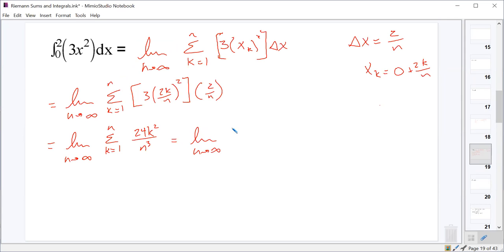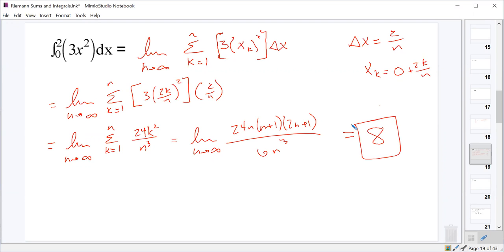So it's the limit as n approaches infinity of 24n times n plus 1 times 2n plus 1 over 6n cubed. And if we were to multiply all of that out, we note that this is a rational function with the degree of the numerator equal to the degree of the denominator. Both of them have a degree of 3. And so we'll just divide the leading coefficients. Leading coefficient in the numerator is 24 times 2, so 48 over the 6. And we just get 8 for that integral.